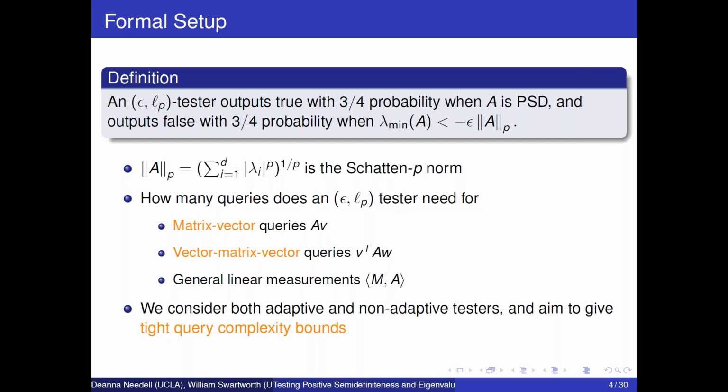And we're going to consider both adaptive and non-adaptive testers and try to get tight query complexity bounds in these different models. Adaptive means I get to choose my next query as a function of my previous query. Non-adaptive means I specify all my queries up front at the beginning.